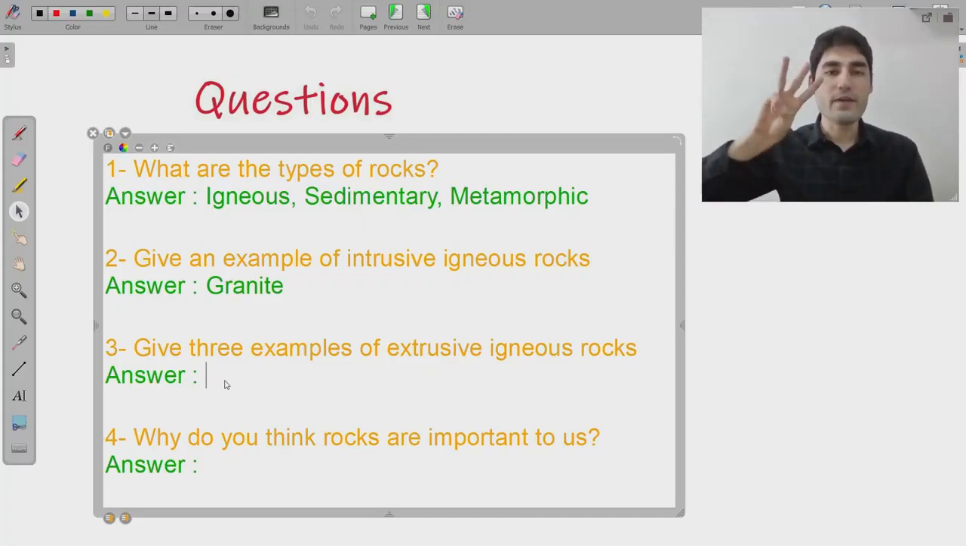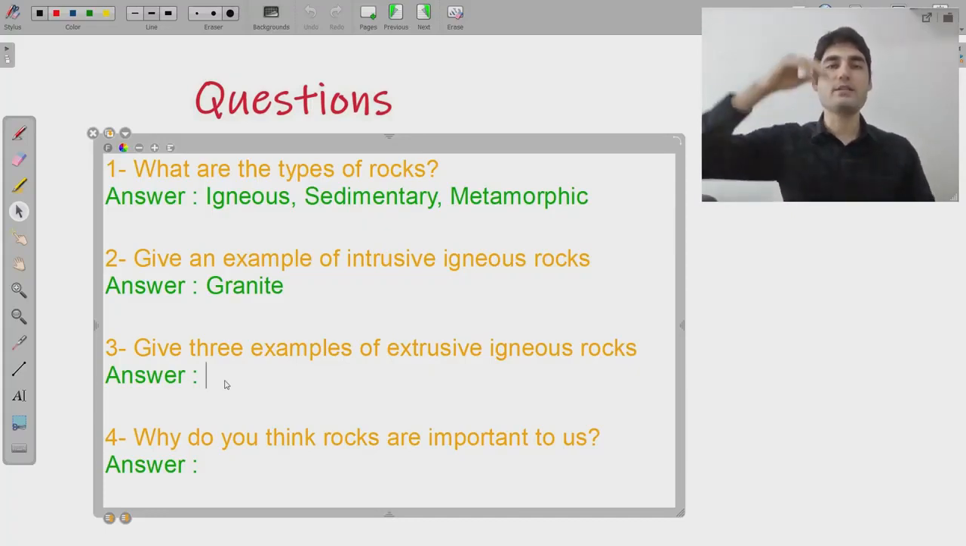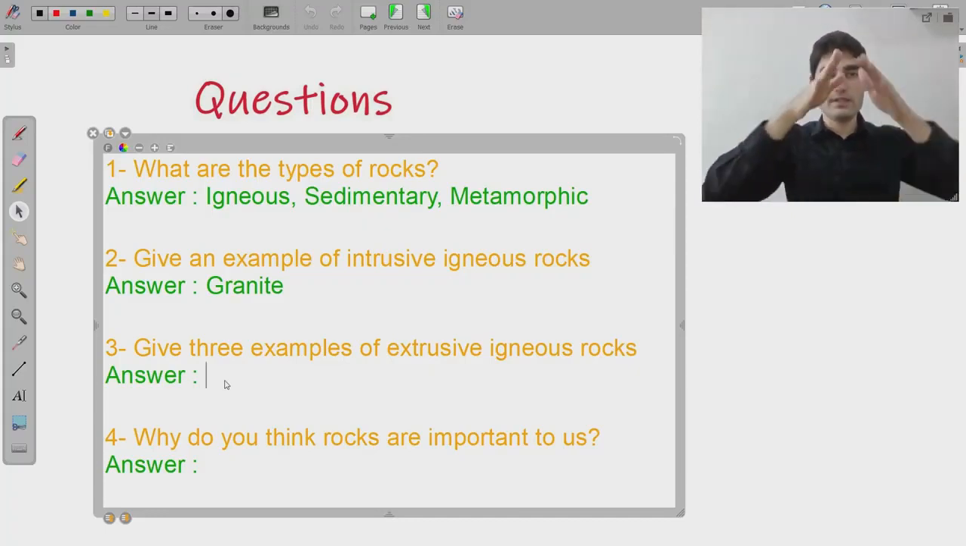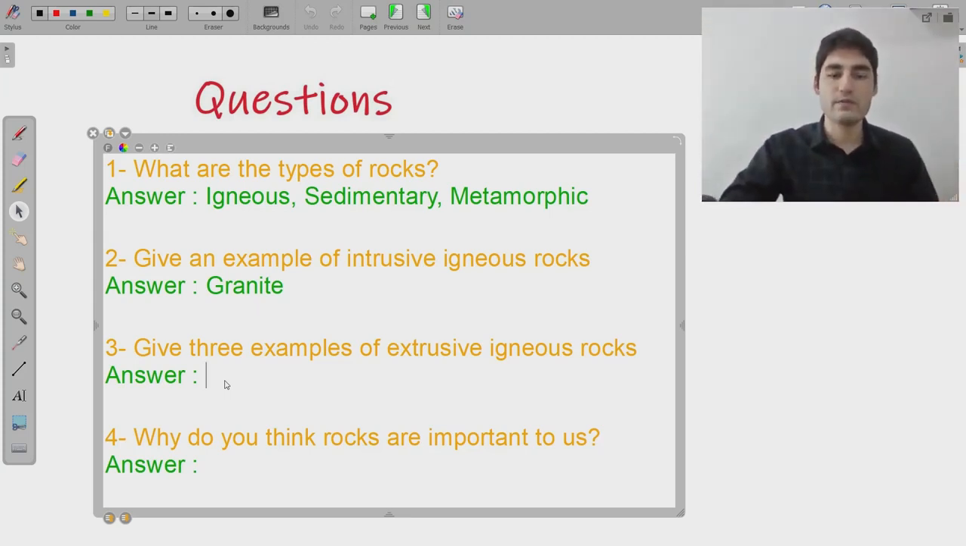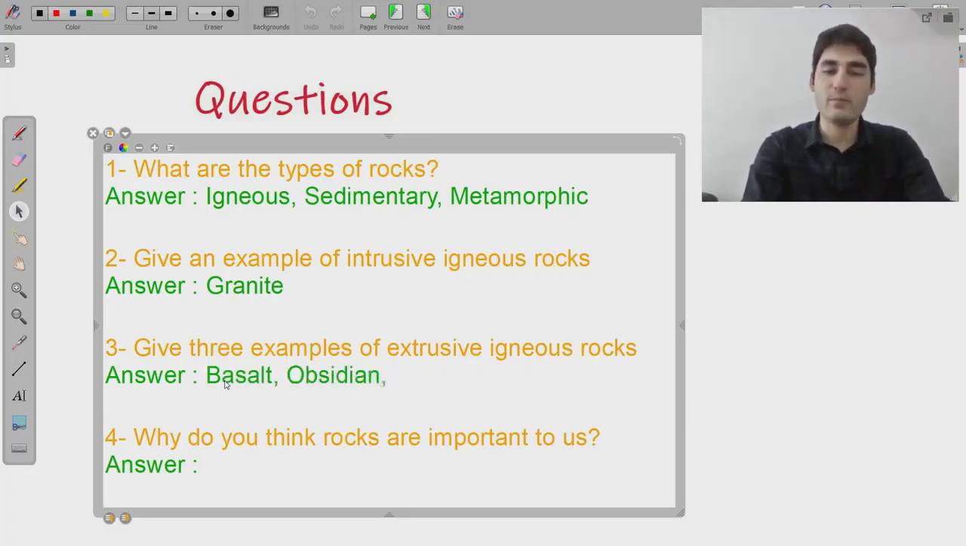Question number three. Give three examples of extrusive igneous rocks, which is the lava at the volcano. The lava is going outside and it cools down outside. We have basalt, right? We have obsidian. And we had one more, pumice. These are the examples of extrusive igneous rocks.